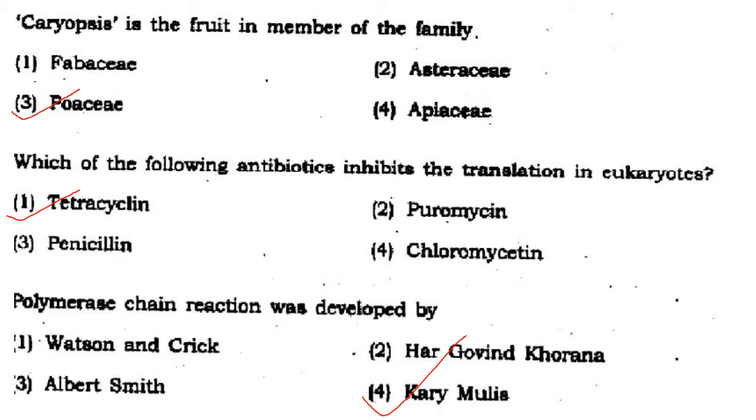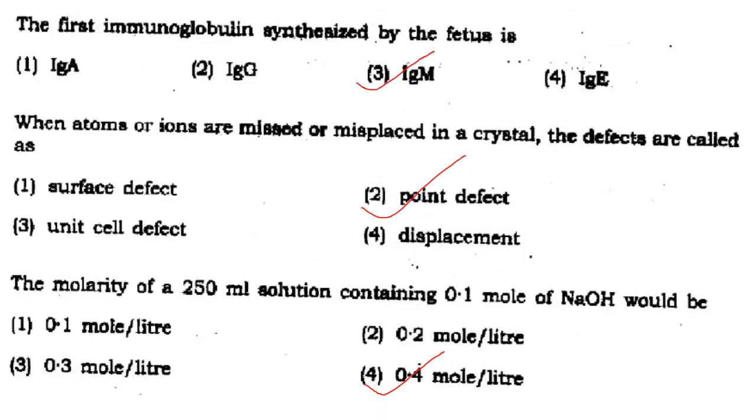Which of the following antibiotics inhibits the translation in eukaryotes? Option 1 tetracycline, 2 puromycin, 3 penicillin, 4 chloramphenicol. Answer is option 1 tetracycline. Polymerase chain reaction was developed by option 1 Watson and Crick, 2 Har Gobind Khorana, 3 Albert Smith, and 4 Kary Mullis. Answer is option 4 Kary Mullis.